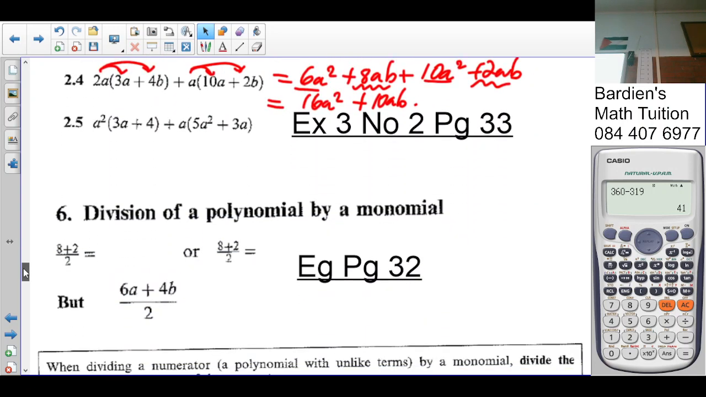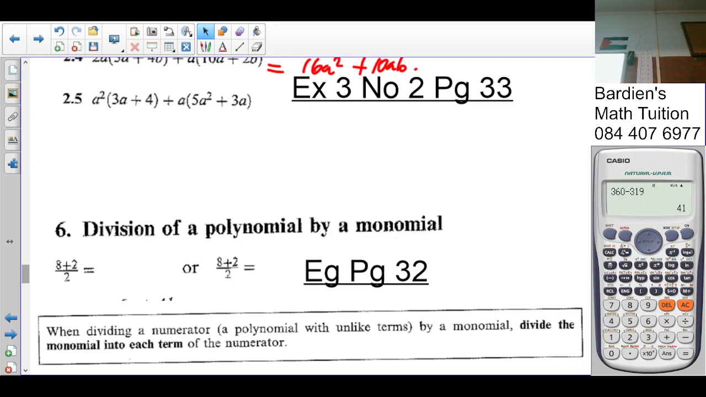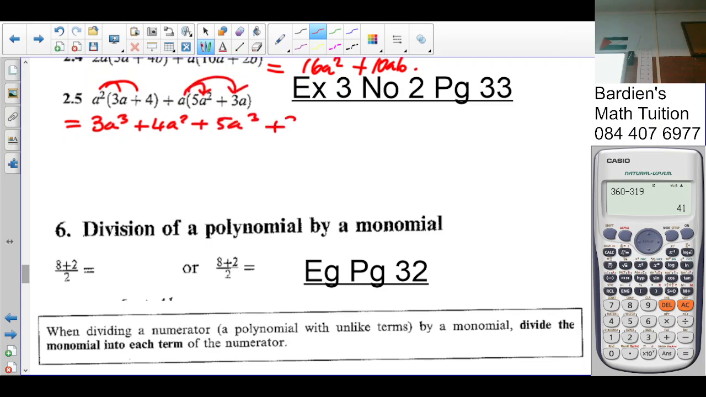So looking at 2.5 now. What we need to do is to get rid of the brackets first. The 3a times a squared, 3a cubed. A squared times 4 is 4a squared. A times 5a squared is 5a cubed. A times 3a is going to give you 3a squared. So again we're looking for like terms. Okay, so 3a cubed plus 5a cubed is going to give you 8a cubed. 4a squared plus 3a squared, can I add them? No, why?